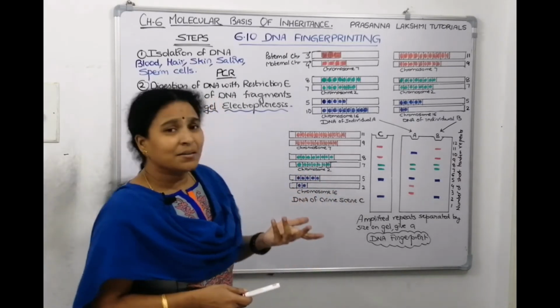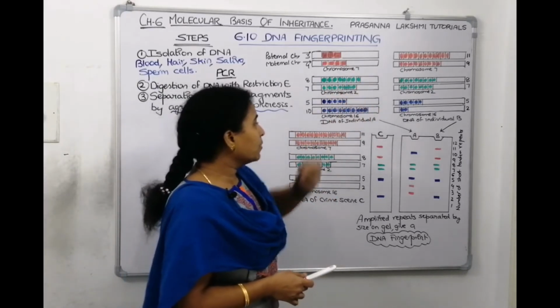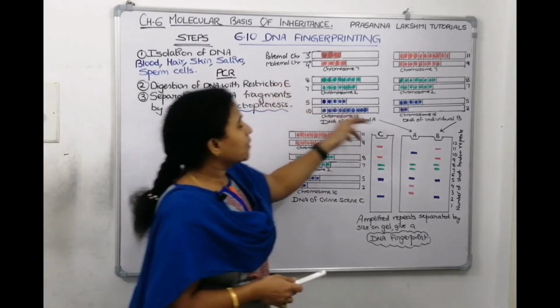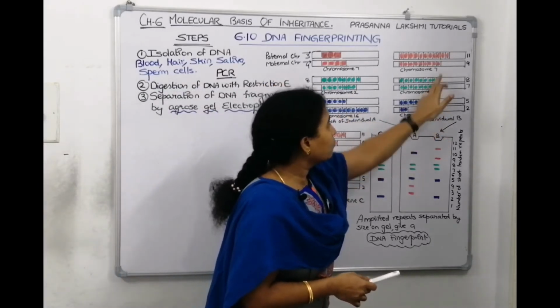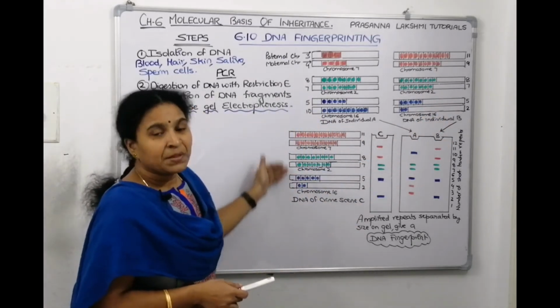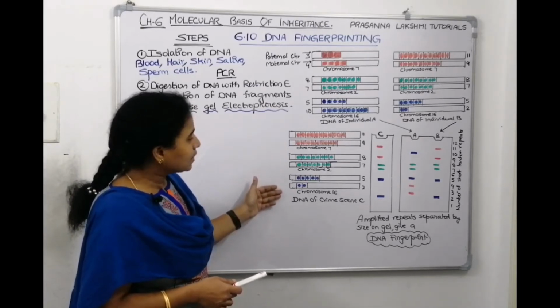So that's why they have randomly taken 3 chromosomes. The 7th chromosome they picked, the 2nd chromosome they picked, the 16th chromosome they picked. The same chromosomes from individual B also they have taken: 7th chromosome, 2nd chromosome and 16th chromosome. And this is the crime spot DNA, again the same 7th, 2nd and 16th chromosomes.